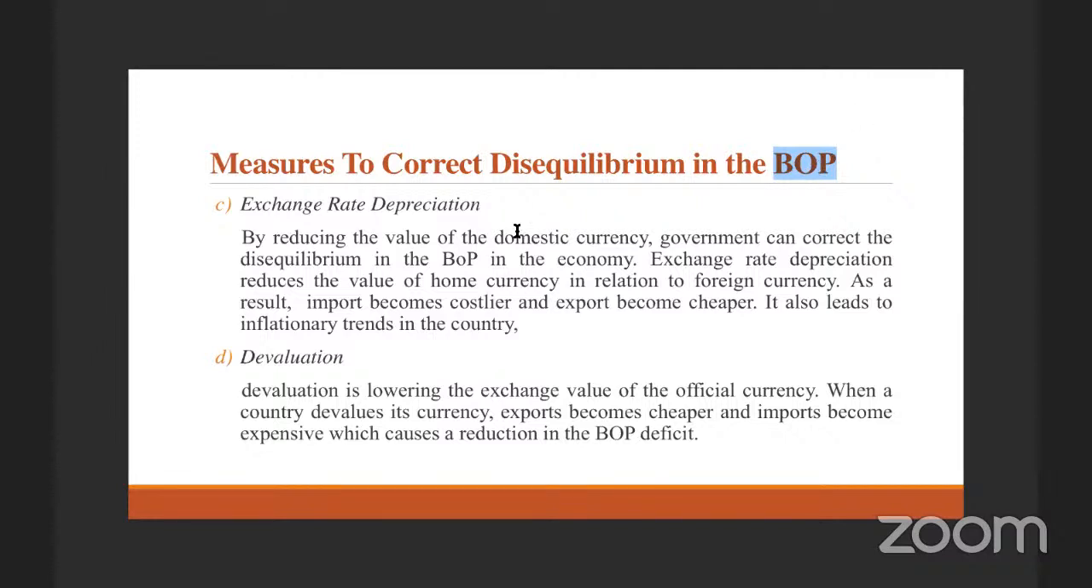Look at this sentence. Devaluation is lowering the exchange value of the official currency. For us, it is the rupee. When a country devalues its currency, the rupee, exports become cheaper. Okay, exports become cheaper.